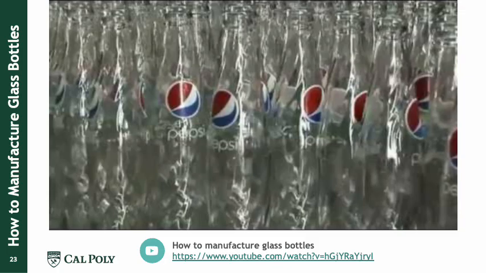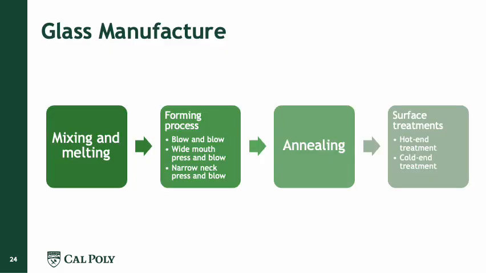So also think about examples of glass as a packaging material. And I also recommend that you watch this video of how to manufacture glass bottles. In general, the glass manufacturing process will be mixing and melting, then the forming process, which takes several steps. Then we go to the annealing and surface treatments. So both of these are treatments. The annealing is a high temperature treatment to make glass more resistant. And the surface treatments will also help with making glass more resistant and also making it a better printing surface.